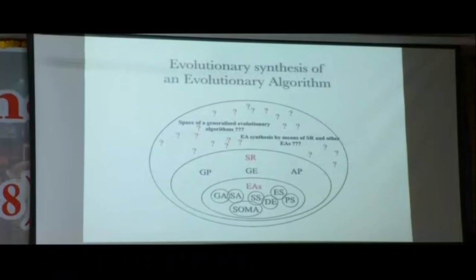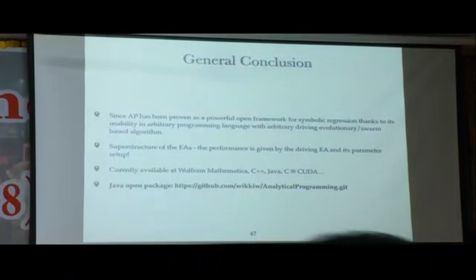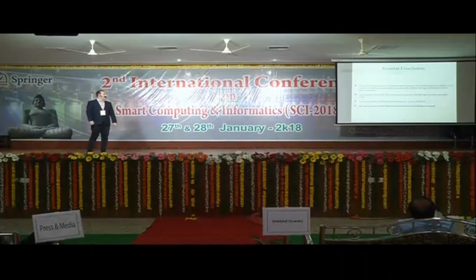So this is some visionary thing. You can synthesize evolutionary algorithms by evolutionary algorithms. It's not a problem. We have done this. And basically, in the general conclusions, everything was already said. This is a link where you can download this package from GitHub. It works, for example, in Java. Now we have implementations in Mathematica, C++, C, and generic C in CUDA for working on graphical computing.